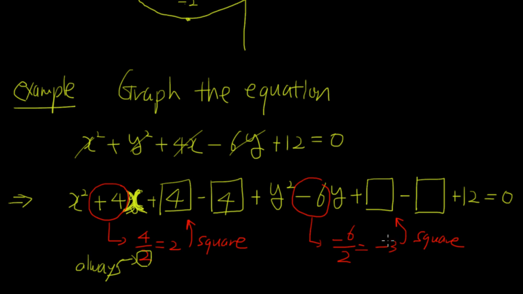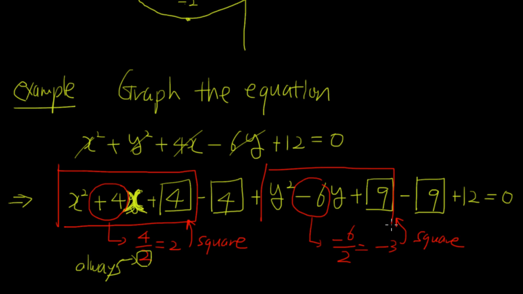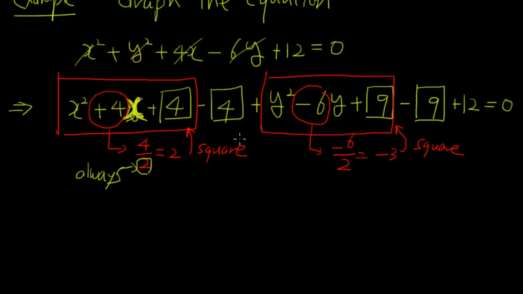So -3 times -3, which is 9, and 9, just like that. All right, now what? Now we are going to group this first 3 together for x, and we are also going to group this first 3 together for y. Once we group this, what do we do? We factor this. Remember, we factor this.